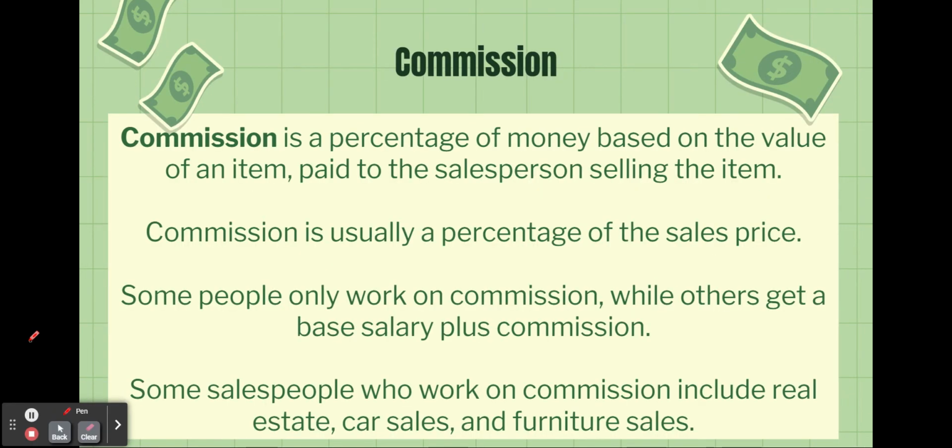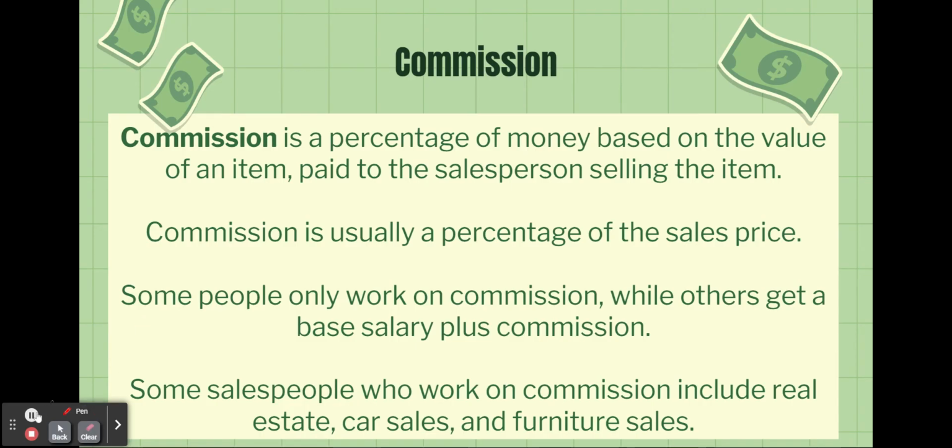And then the last thing in this lesson is commission. Commission is a percentage of money based on the value of an item that would be paid to a salesperson for selling that item. Commission is usually a percentage of the sales price. Some people work strictly on commission, but others get a salary, so they get a base pay plus commission as more like a bonus for whatever they're selling. Some examples of people who work on commission include real estate agents who sell homes, car salesmen, furniture salespeople.